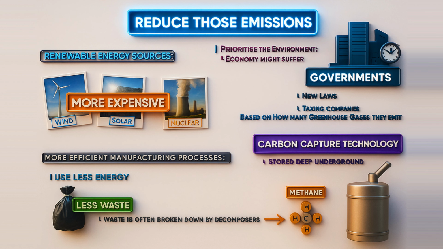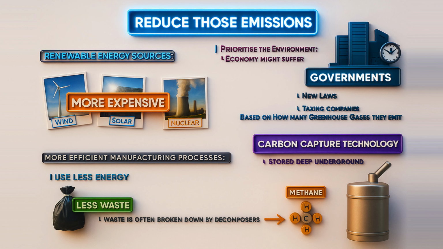One straightforward way to reduce carbon emissions is to switch to using renewable energy sources like wind power, solar panels, or nuclear energy instead of relying on fossil fuels such as coal, oil, and natural gas. Another method is to improve manufacturing efficiency so that we use less energy from the beginning and also generate less waste in the process. Minimizing waste is very important because when waste is broken down by microorganisms like decomposers, it often releases methane gas, which is another potent greenhouse gas that contributes to climate change.